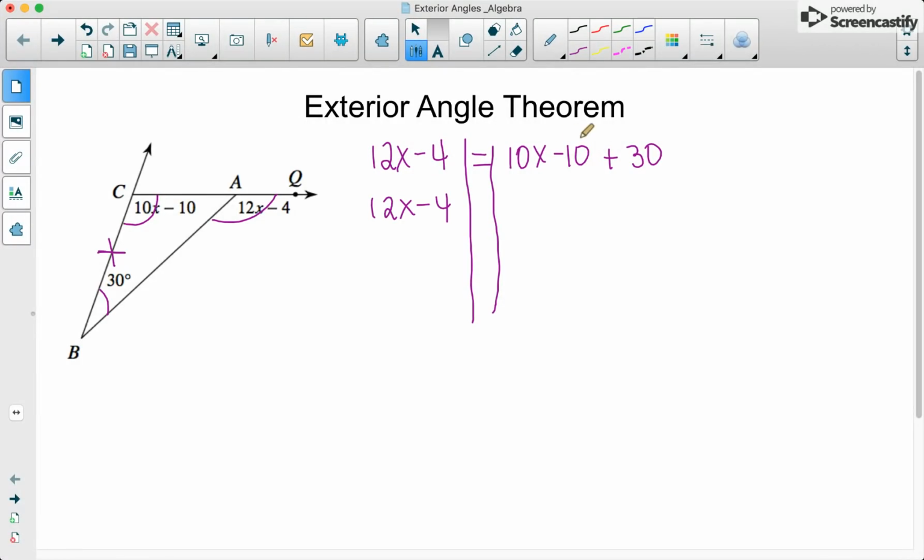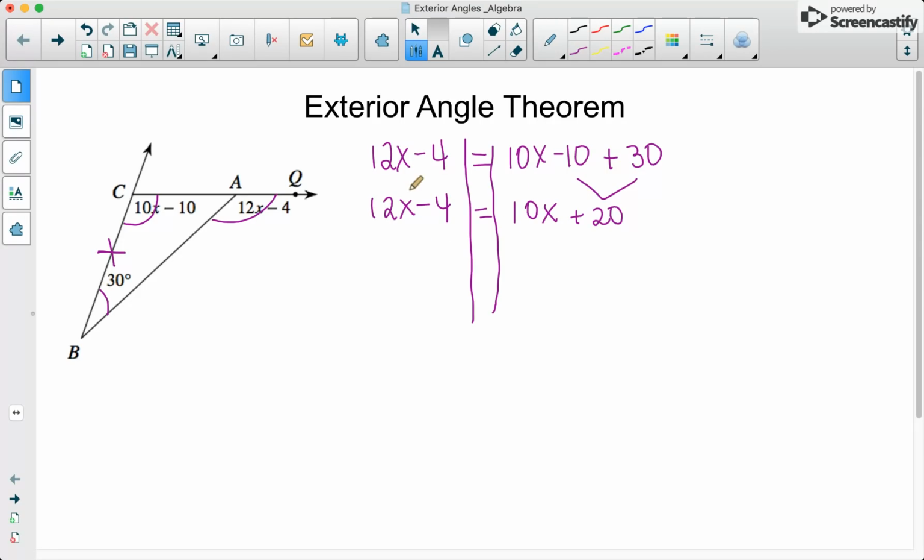Here, pretty much the same situation. This one has a variable. This term doesn't have a variable, so I cannot combine, but I can combine these two. These two numbers are just constants. They don't have any variables next to them, so I can combine them. And negative 10 plus 30 is just positive 20. Okay, so now I'm ready to solve my equation.